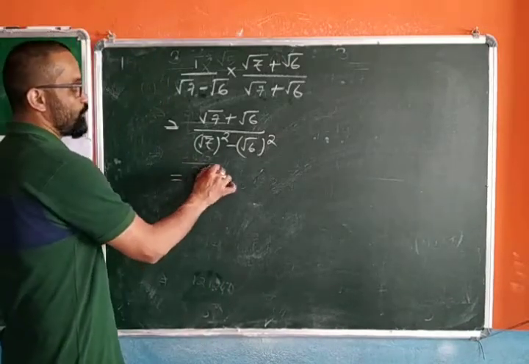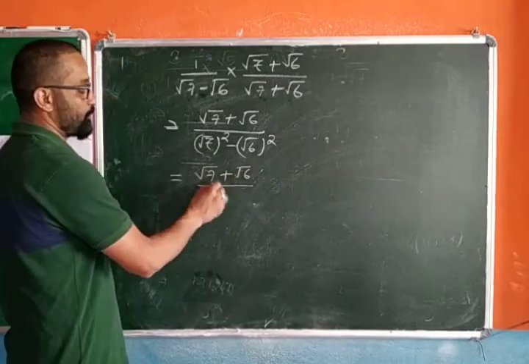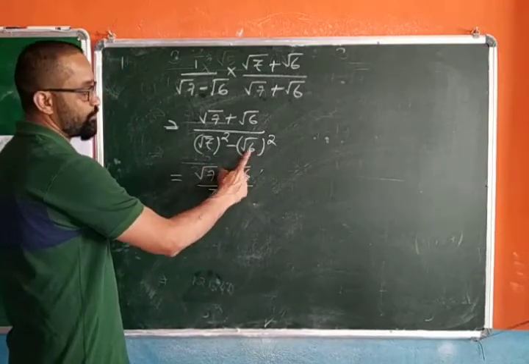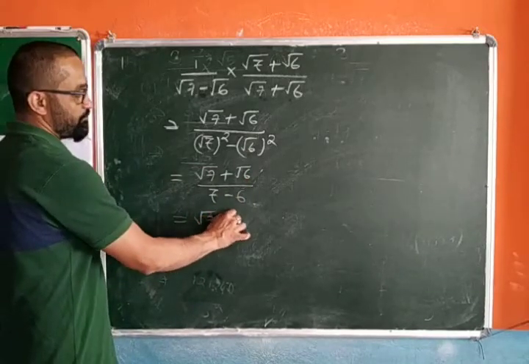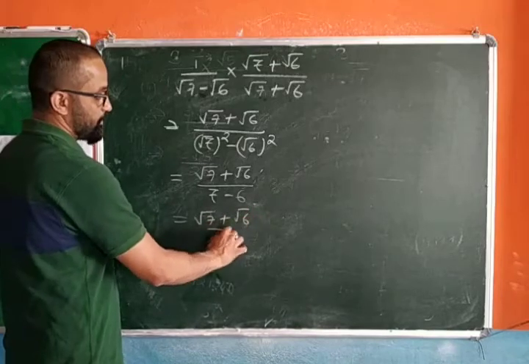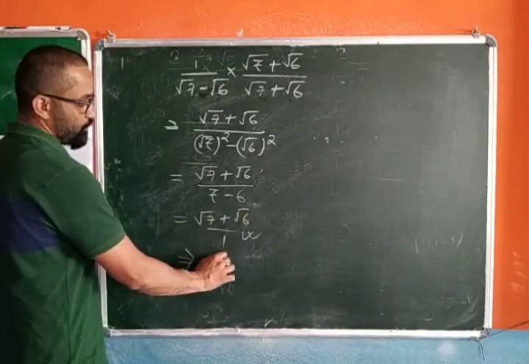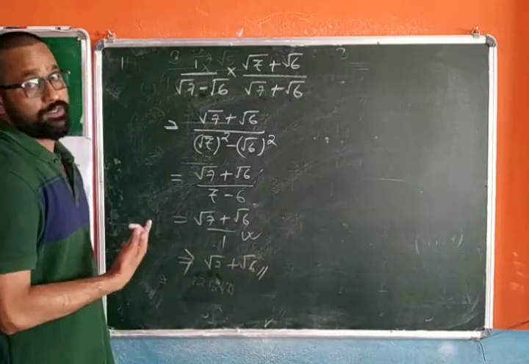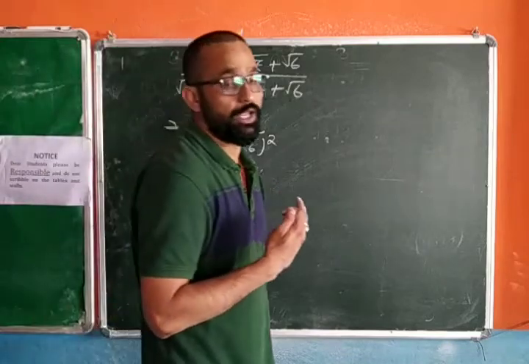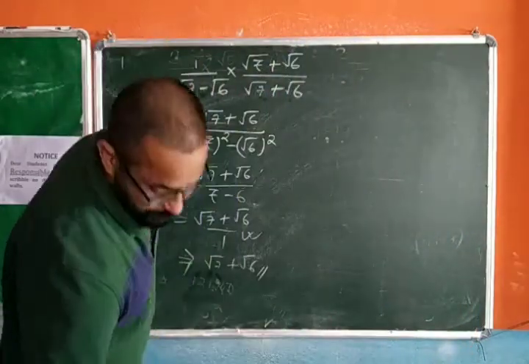So we have root 7 plus root 6. The square of root 7 is 7, minus the square of root 6 which is 6. Subtract, you get root 7 plus root 6 divided by 1. You can leave it like this, or you write root 7 plus root 6. We have rationalized the denominator. Look at the last question.